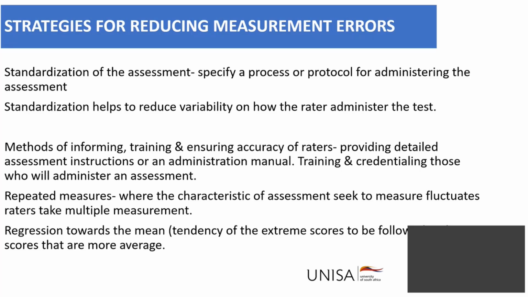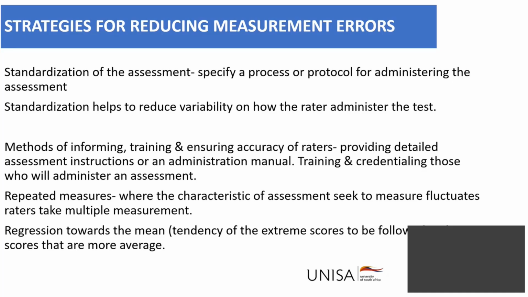The methods of informing, training and ensuring accuracy of raters are another way of reducing measurement error. This one provides detailed assessment instructions or an administration manual, and training and credentialing of those who will administer an assessment. What it means here is, when you are going to involve other people in the data collection, you need to make sure that they are well informed and also trained, so that you don't have different raters applying different measurements to the same matter.